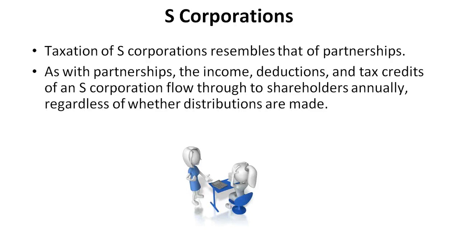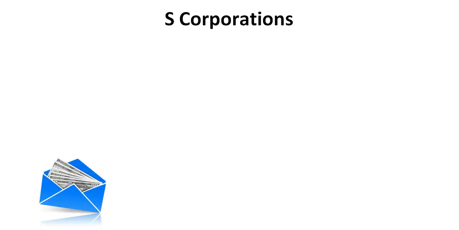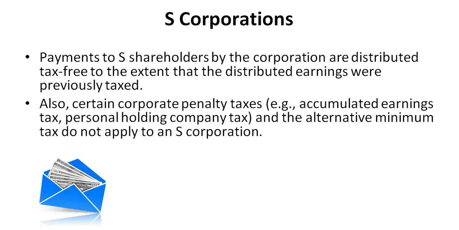As with partnerships, the income, deductions, and tax credits of an S corporation flow through to the shareholders annually, regardless of whether distributions are made. Thus, income is taxed at the shareholder level and not at the corporate level. Payments to S shareholders by the corporation are distributed tax-free to the extent that the distributed earnings were previously taxed. Also, certain corporate penalty taxes, that is, accumulated earnings tax, personal holding company tax, and the alternative minimum tax, do not apply to an S corporation.